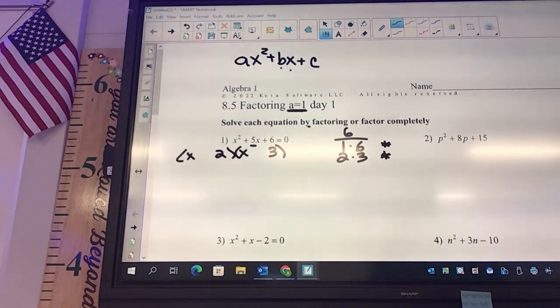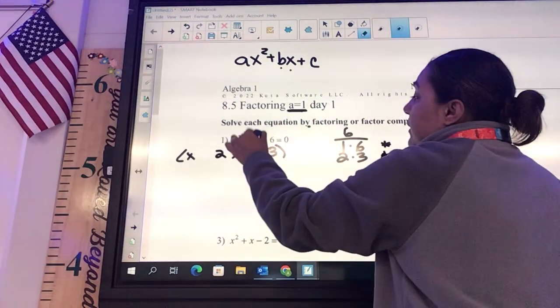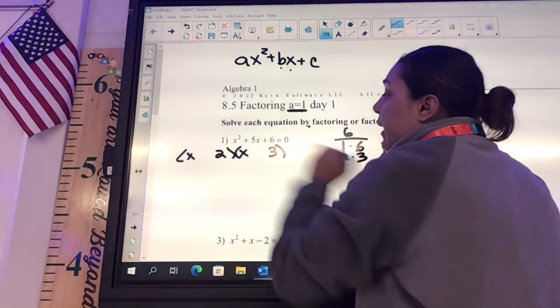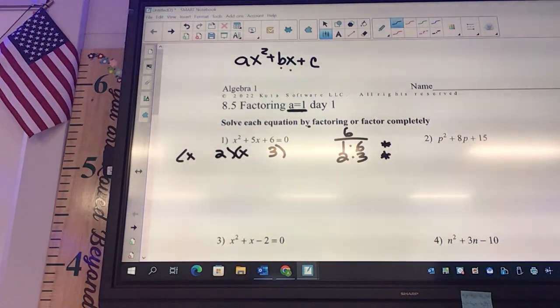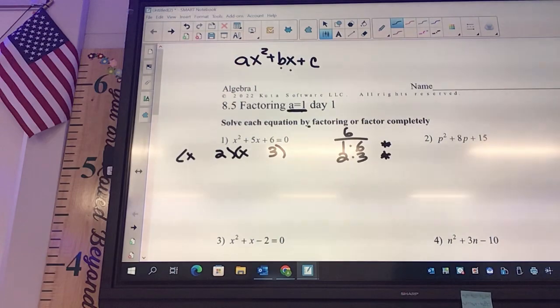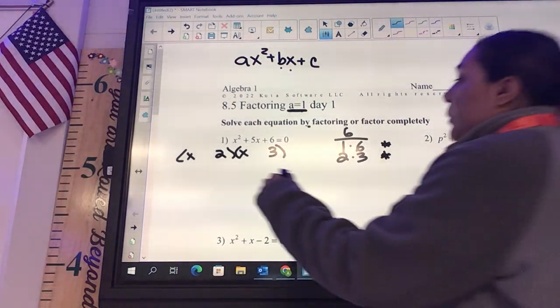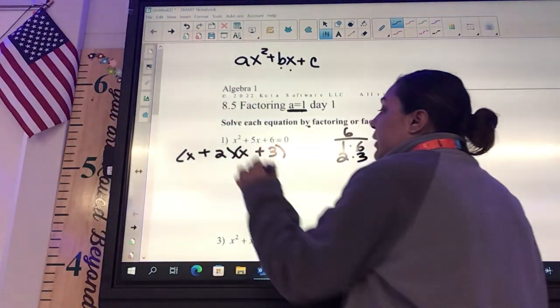Now, I need a positive 5. So how do I make this positive? Should I have a minus minus? Negative 2 minus 3, is that positive 5? What is negative 2 minus 3? Negative 5. So it's not going to work. Okay, so these are going to have to be plus plus. 2 plus 3 is 5.